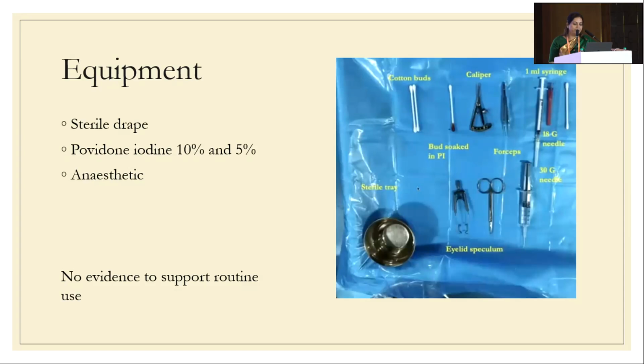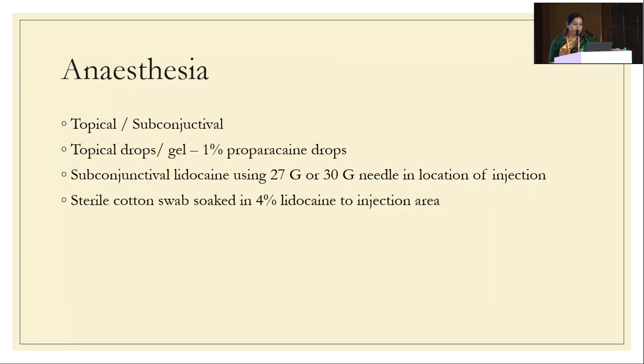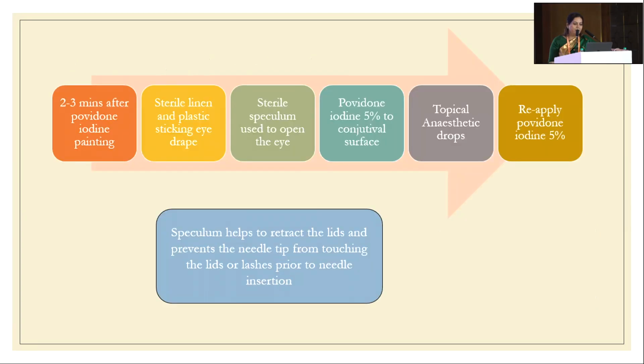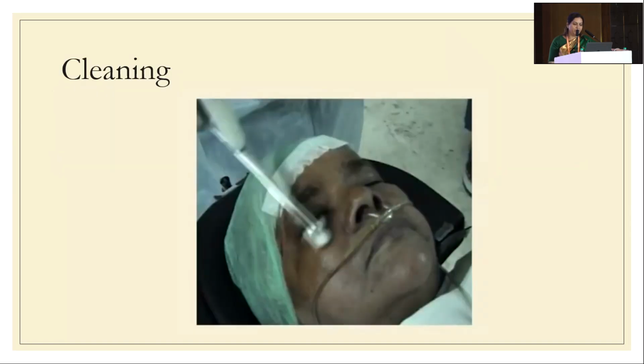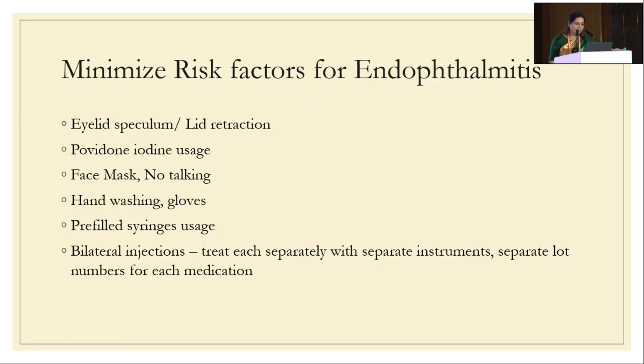The equipment is sterile, draped, then povidone iodine 5% in the eye and 10% on the lids, and it is usually given under topical anesthesia. We should wait 2 to 3 minutes after the povidone iodine painting, and a sterile speculum should be used. Under all sterile conditions we can give the intravitreal injection.